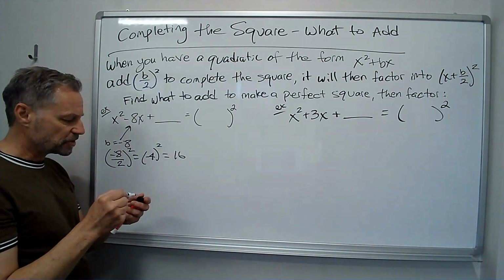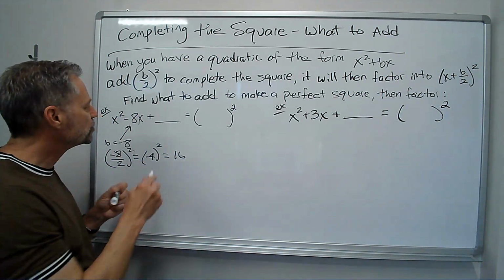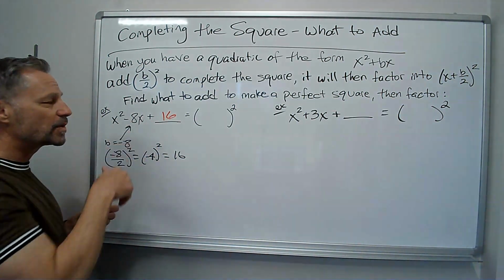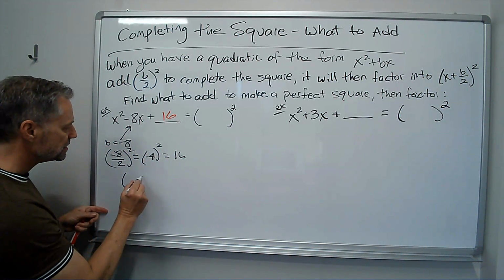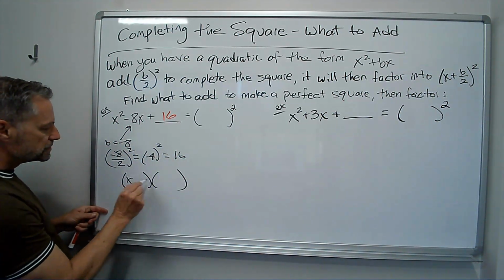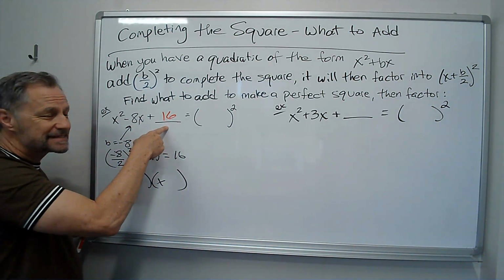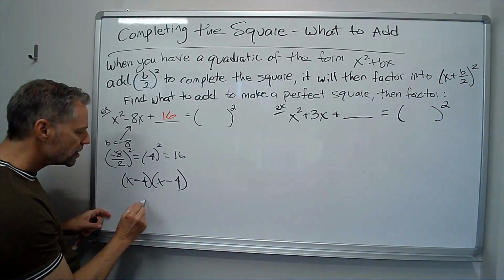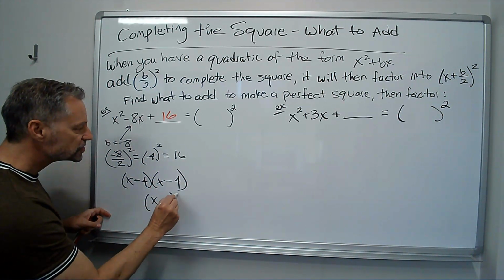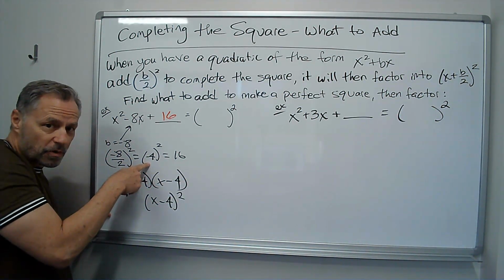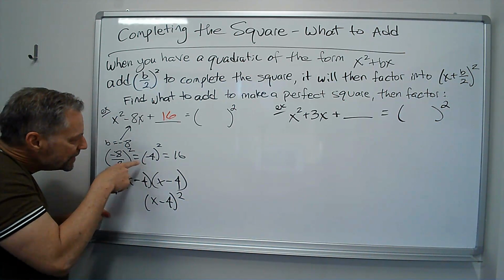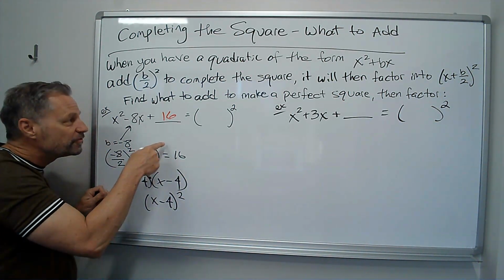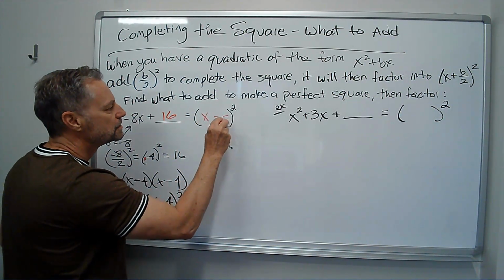That's what I'm going to add to both sides. So watch how this works. I put a 16 here. Now if I go back and try to factor x squared minus 8x plus 16, x times x, two numbers that multiply to 16 and add to negative 8: that's negative 4 and negative 4, which is x minus 4 squared. It's the same negative 4 here. Really, I can just plug x in right there: x minus 4 squared, that's how this factors.